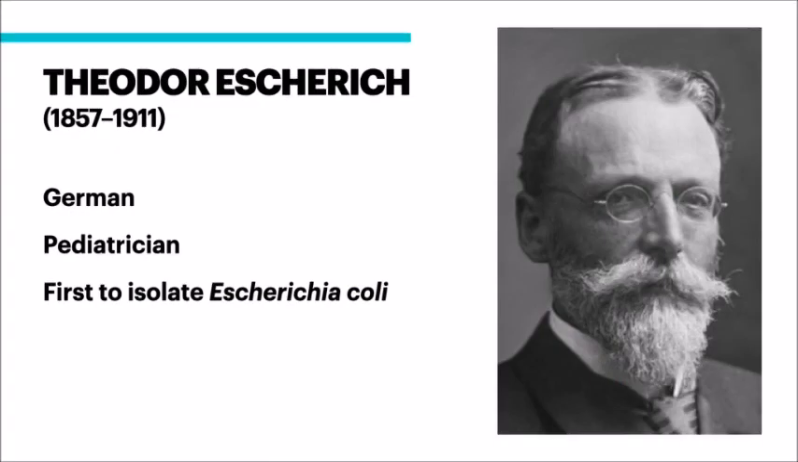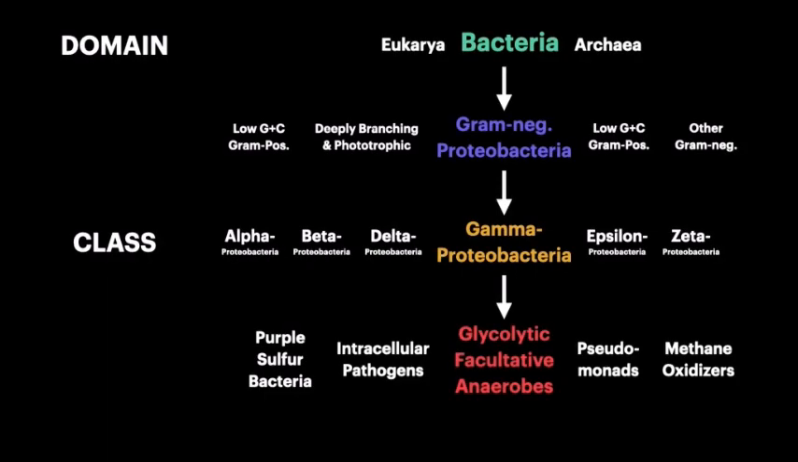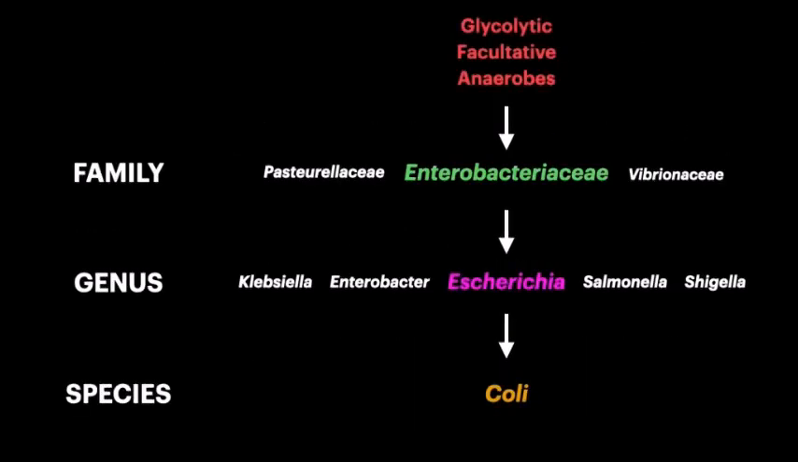Escherichia coli. In 19th century Europe, diarrhea was a leading cause of infant mortality. German pediatrician Theodor Escherich sought to understand why, and in doing so, was the first to isolate what would become the most widely studied of all bacteria. E. coli is a gram-negative member of the Proteobacteria phyla and the Gamma Proteobacteria class, and it's a glycolytic facultative anaerobe. It belongs to the family Enterobacteriaceae, and all members of this family have an outer membrane containing lipopolysaccharide and lipid A, and they colonize the intestines of animals.